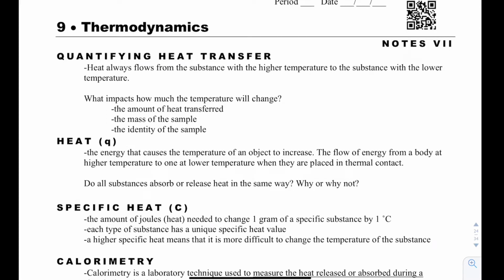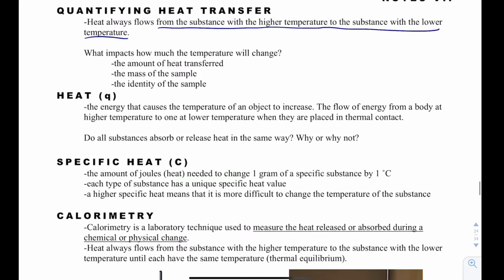So heat always flows from the substance with the higher temperature to the substance with the lower temperature. That's just laws of nature. So what impacts how much the temperature is going to change of a substance? It depends on how much heat is being transferred. Heat has the symbol Q, and is typically measured in joules, although sometimes you do see it in kilojoules. It depends on how much of the sample you have. Mass is typically going to be measured in grams, and mass will have the unit M, so that'll be grams.